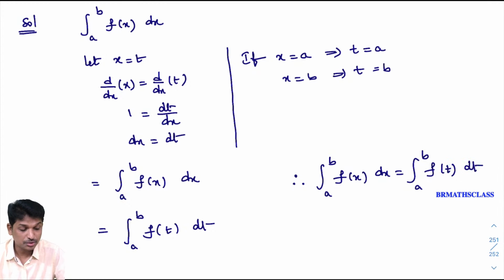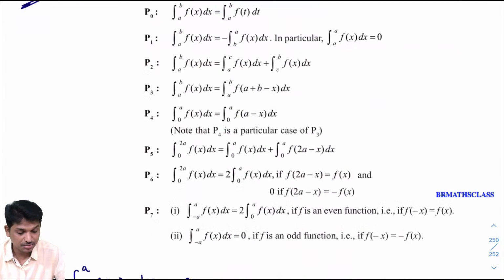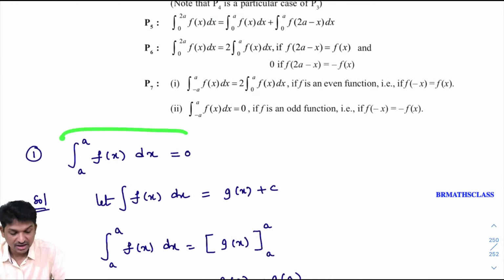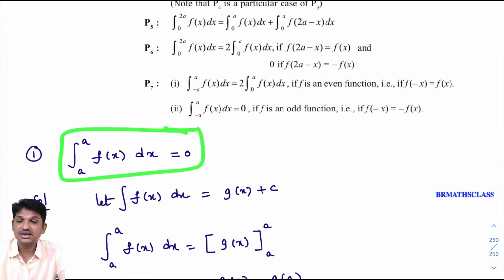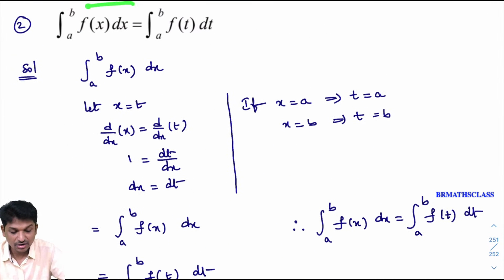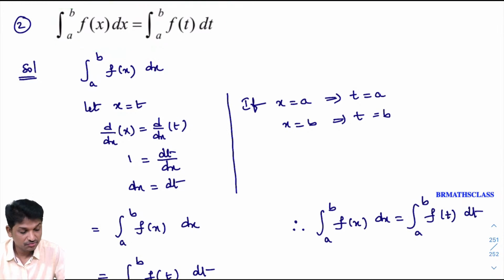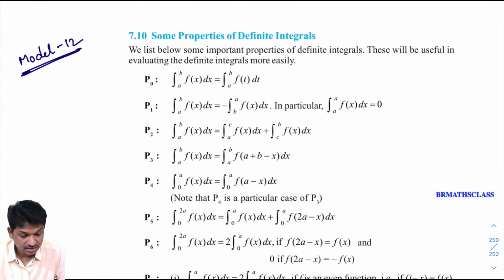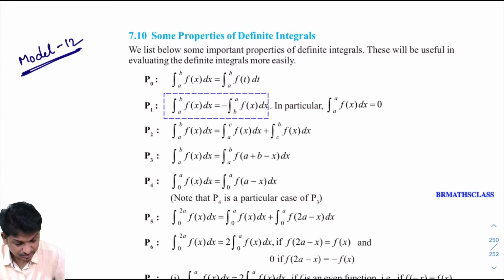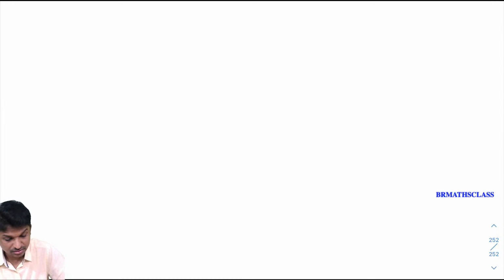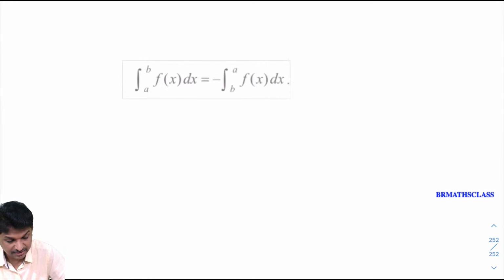So total two properties you learn. You need to memorize these properties. What is first property? Look here, integral of a to a f of x dx is 0. What is second property? Integral of a to b f of x dx equal to integral of a to b f of t dt. Now we'll move to third property. Third property, important property. Now third property, property number 3.